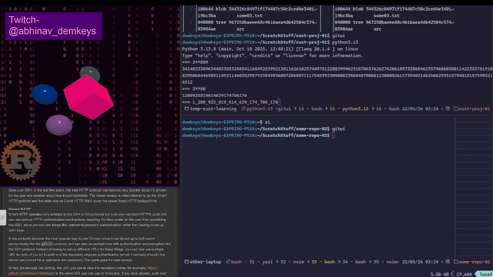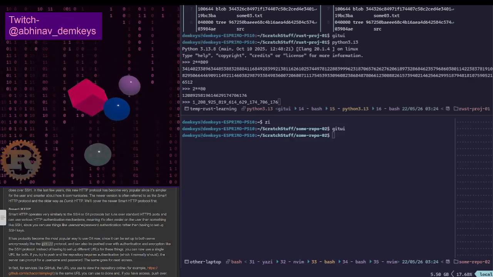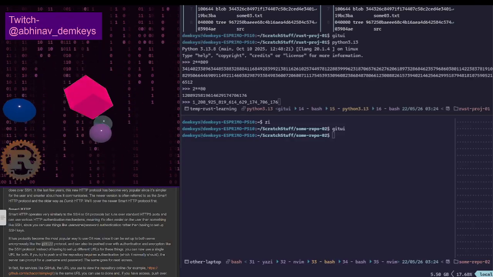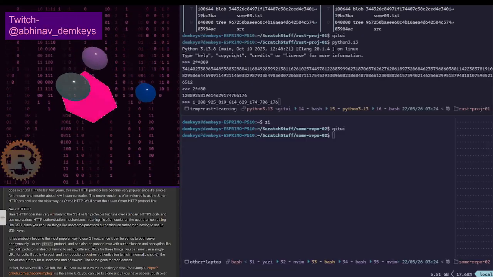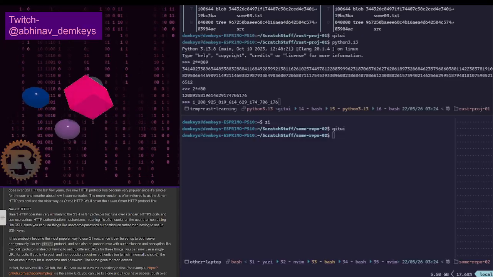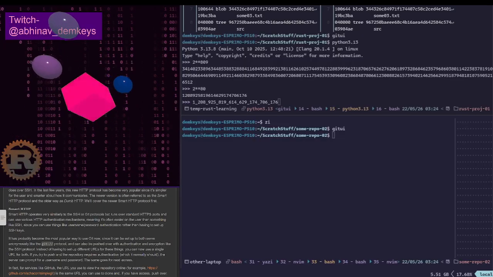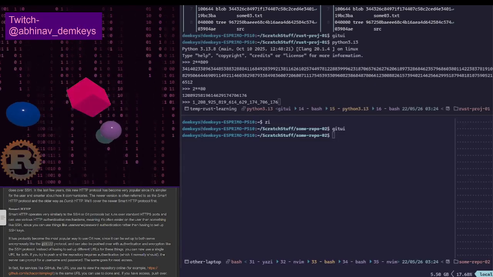Okay, so it's going to ask, where do you use GitHub? There's two options, I believe. One is github.com and the other is other, I think. I don't remember what the other option was. Mine is github.com, so I choose GitHub. The next question is, what is your preferred protocol for Git operations on this host?